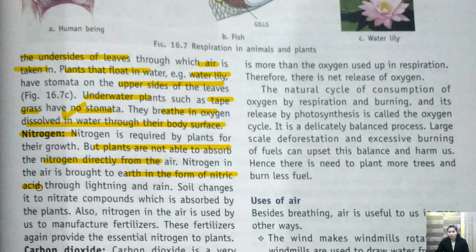नाइट्रिक एसिड के फॉर्म में नाइट्रोजन अर्थ पे आता है. Okay, there it is converted into nitrate compounds which are absorbed by plants. Nitrate के compound में convert हो जाता है which is present in the soil basically, and then this nitrate which contains nitrogen is taken up by the plants. Okay, nitrogen is, children, also used in fertilizers.